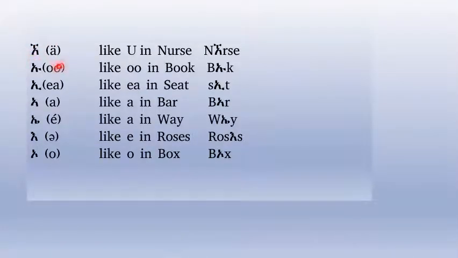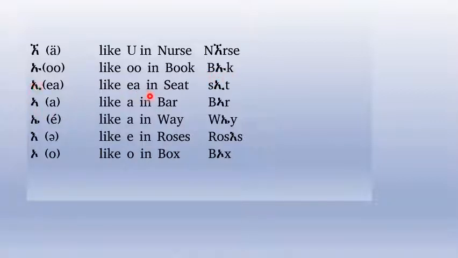Okay, let's take some equivalent English sounds for the Amharic vowels. A, like u in nurse. N, U, R, S, E, nurse. O, like oo in book. B, O, O, K, book.